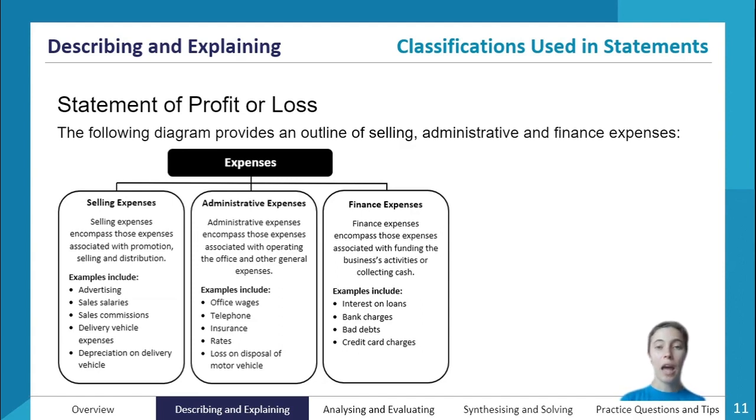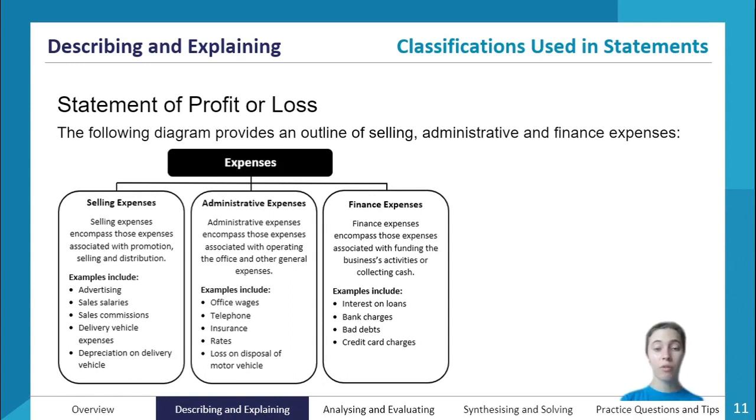And so here is a bit of an outline of those three key categories that you'll need to know for accounting at the year 12 level. So in terms of selling expenses, it's anything associated with promotion, selling, and distribution. So advertising, sales salaries, sales commissions, delivery vehicle expenses and depreciation on a delivery vehicle, for example, because that is distribution related.